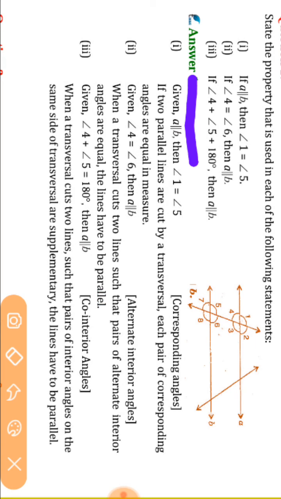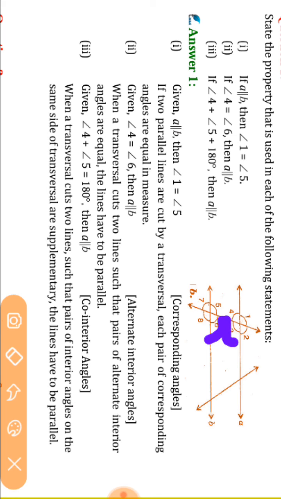Third one, if angle 4 plus angle 5 equals 180, then a is parallel to b. See, a is parallel to b. Where is 4? Here. Plus 5 equals 180. So it is co-interior angles. See, interior 3 and here 3 and 6, because on one side it is co-interior, we can tell this. So it doesn't have any property name, only we can tell. This is equal to 180 degrees.